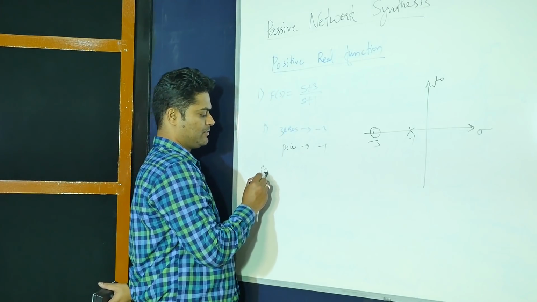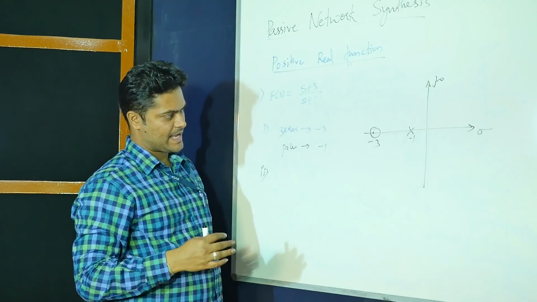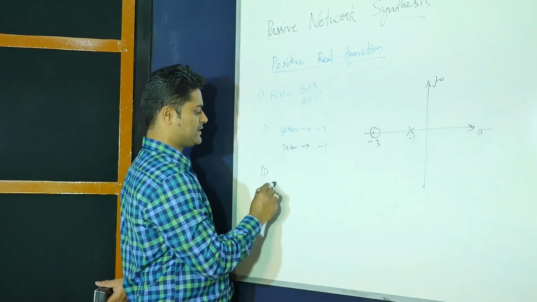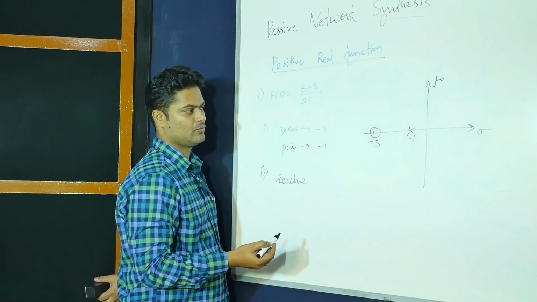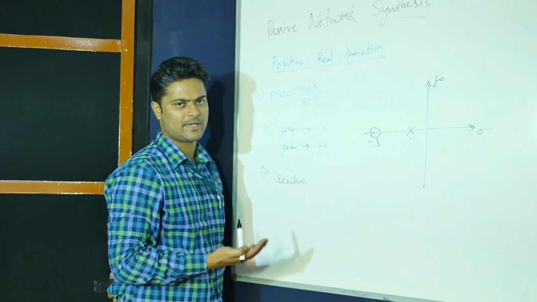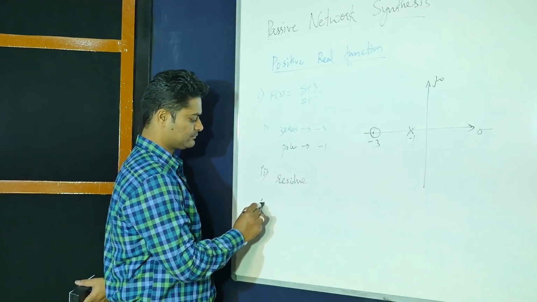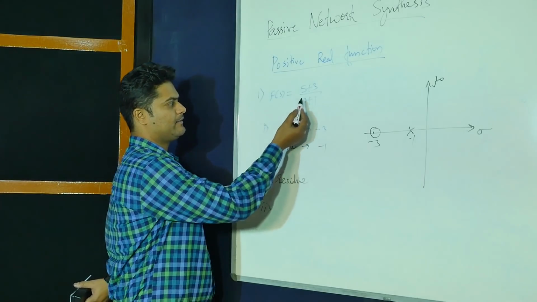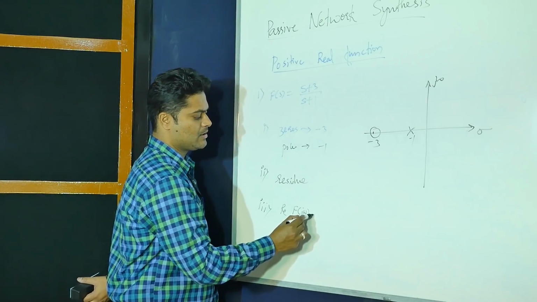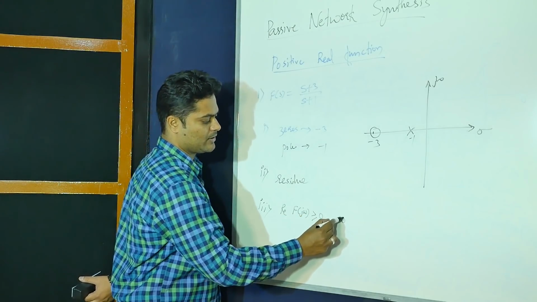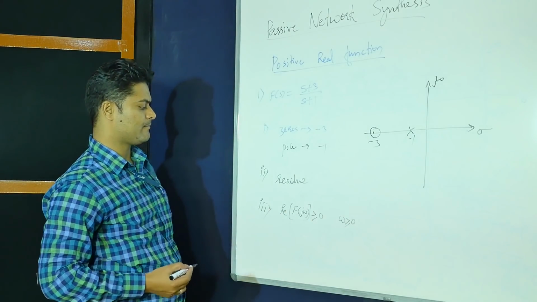Let's see the second condition. It says that if there is a simple root lying on the j omega axis, we need to find out the residue. Residues are real or positive. As there is no pole lying on the j omega axis, this step is not necessary. The third step, that F of s, that is real part of F of j omega, should be greater than or equal to 0 for omega greater than or equal to 0. Correct?